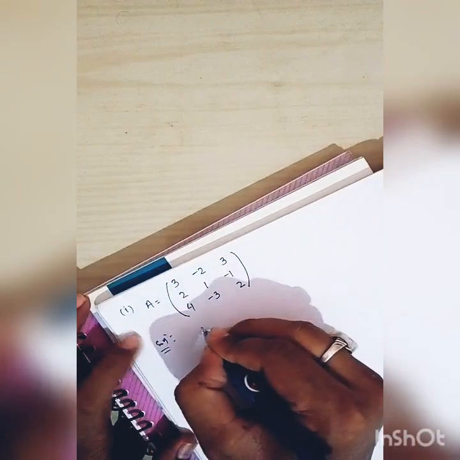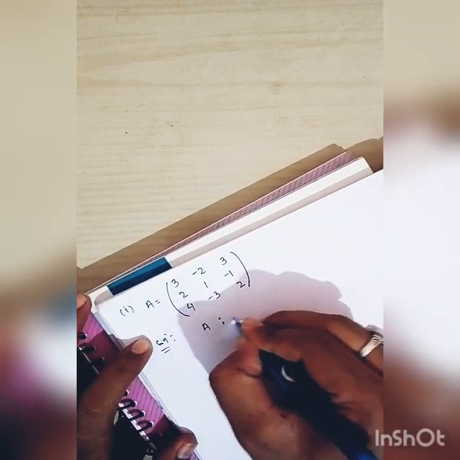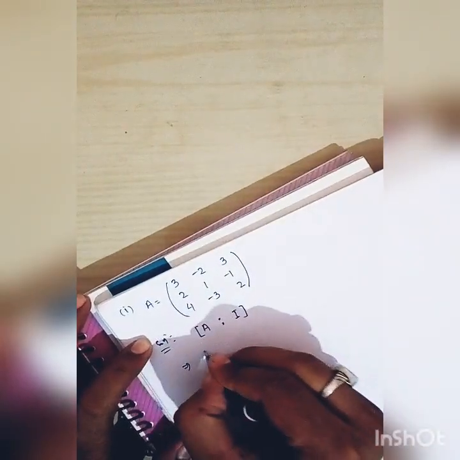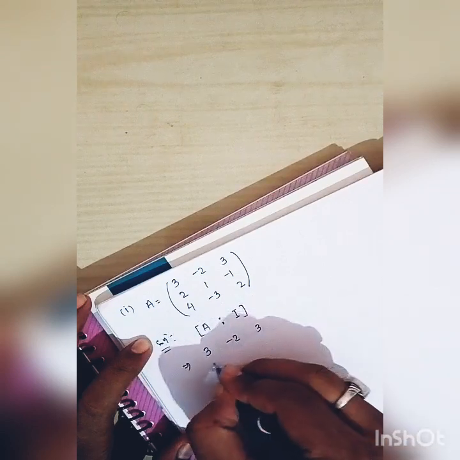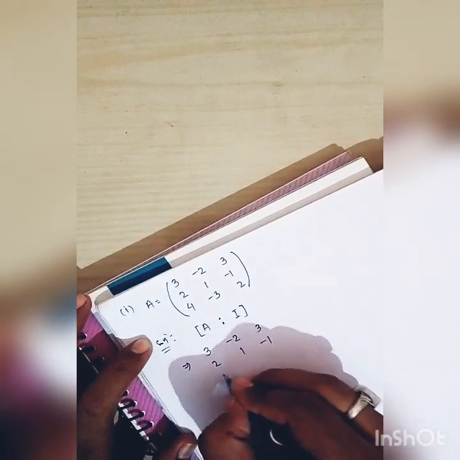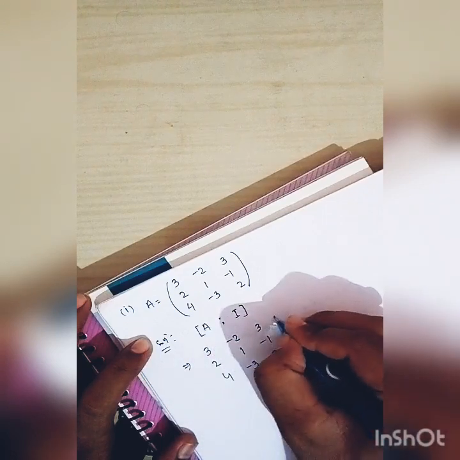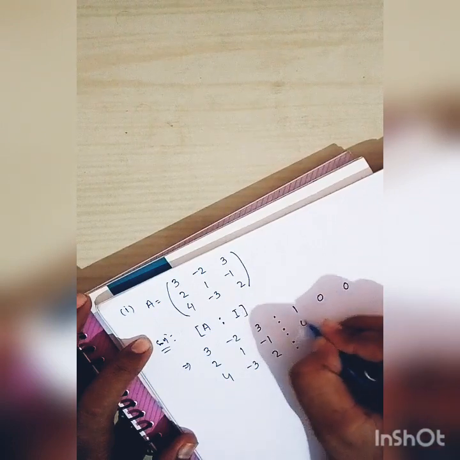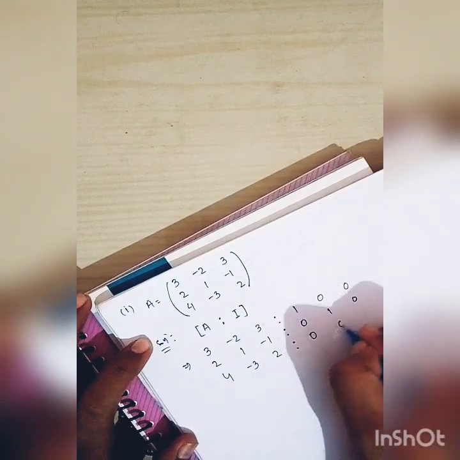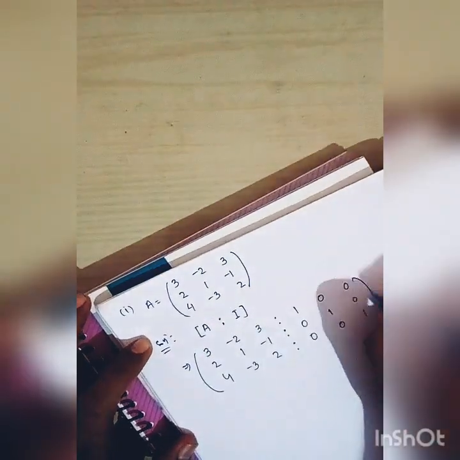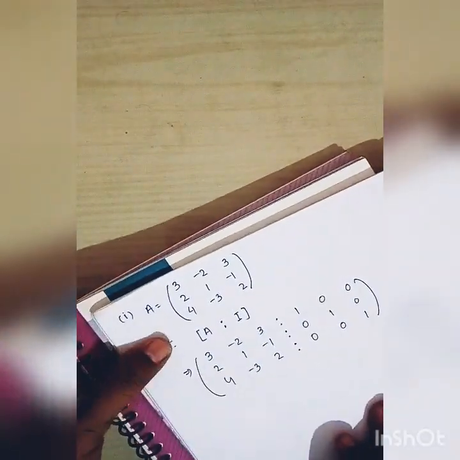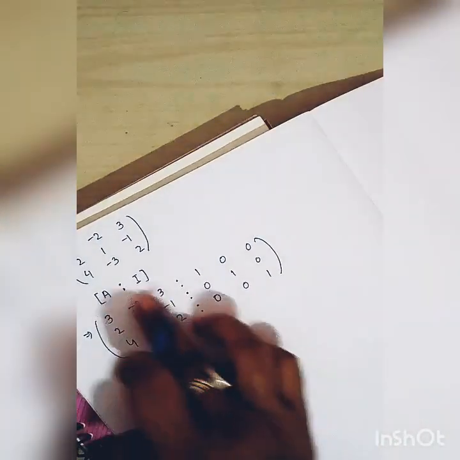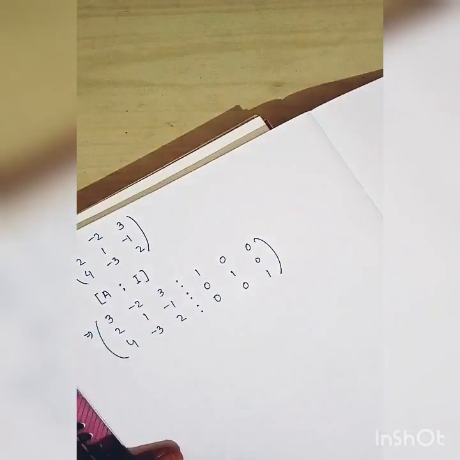Solution: A = I A, which implies the matrix 3 minus 2 3, 2 1 minus 1, 4 minus 3 2 equals the identity matrix 1 0 0, 0 1 0, 0 0 1 times A. We have to find out the inverse of this matrix by using elementary row transformations. First we have to reduce these to an identity matrix.